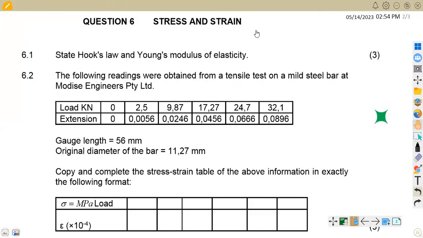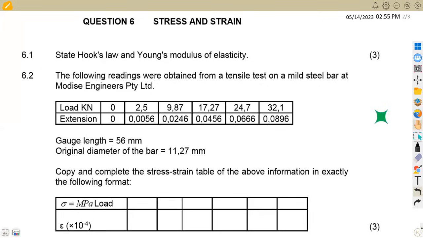Still working on engineering science and working on stress and strain. We are going to be focusing on the question paper of November 2022. In this case, we were given question number 6, where the first part, 6.1, is to state Hooke's law and Young's modulus of elasticity, which is 3 marks.